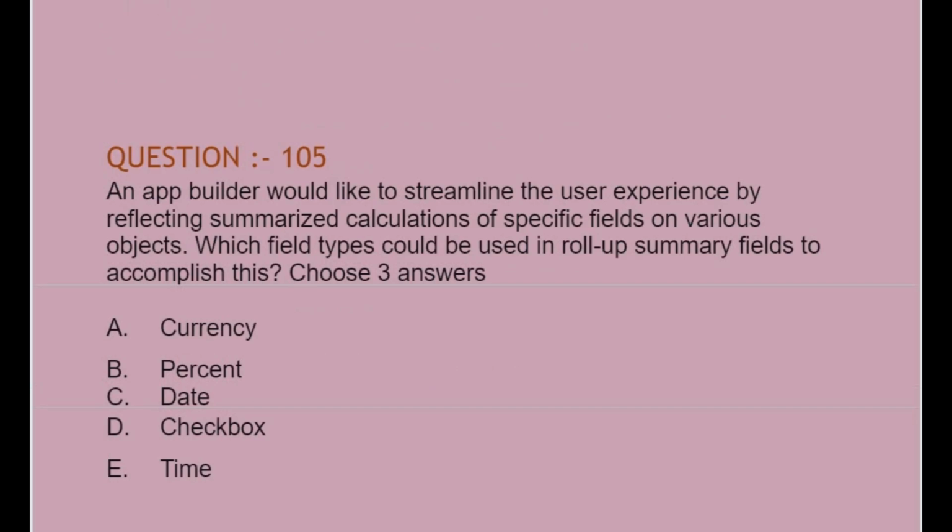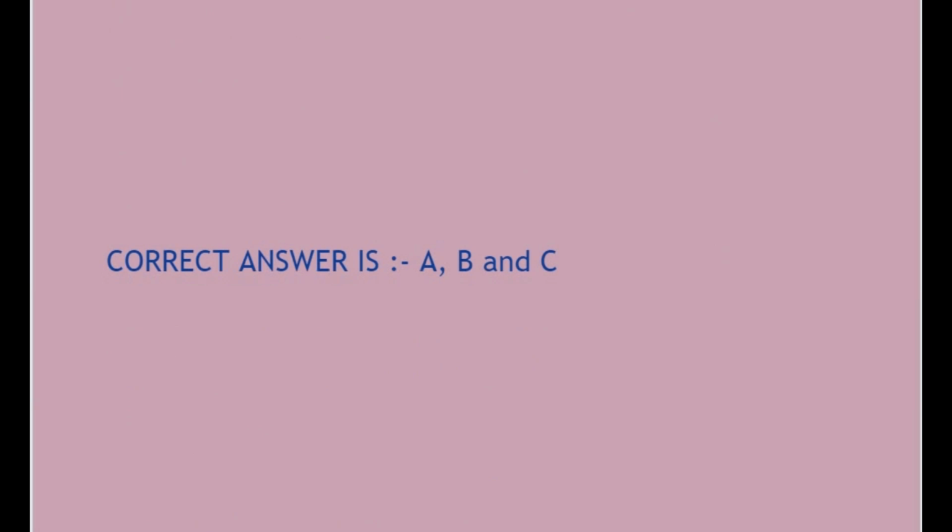Question is an app builder would like to streamline the user experience by reflecting summarized calculations of specific fields on various objects. Which field types could be used in roll-up summary fields to accomplish this? Choose three options. Option A currency. Option B percent. Option C date. Option D checkbox. Option E time. Correct answer is option A, B and option C.